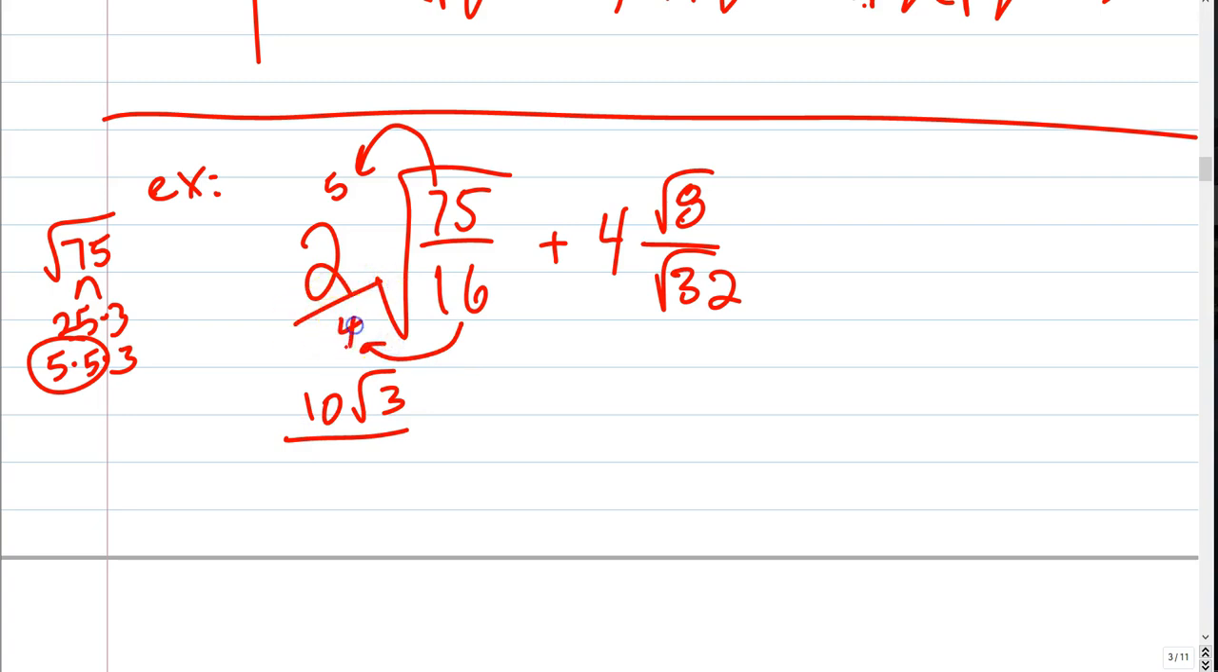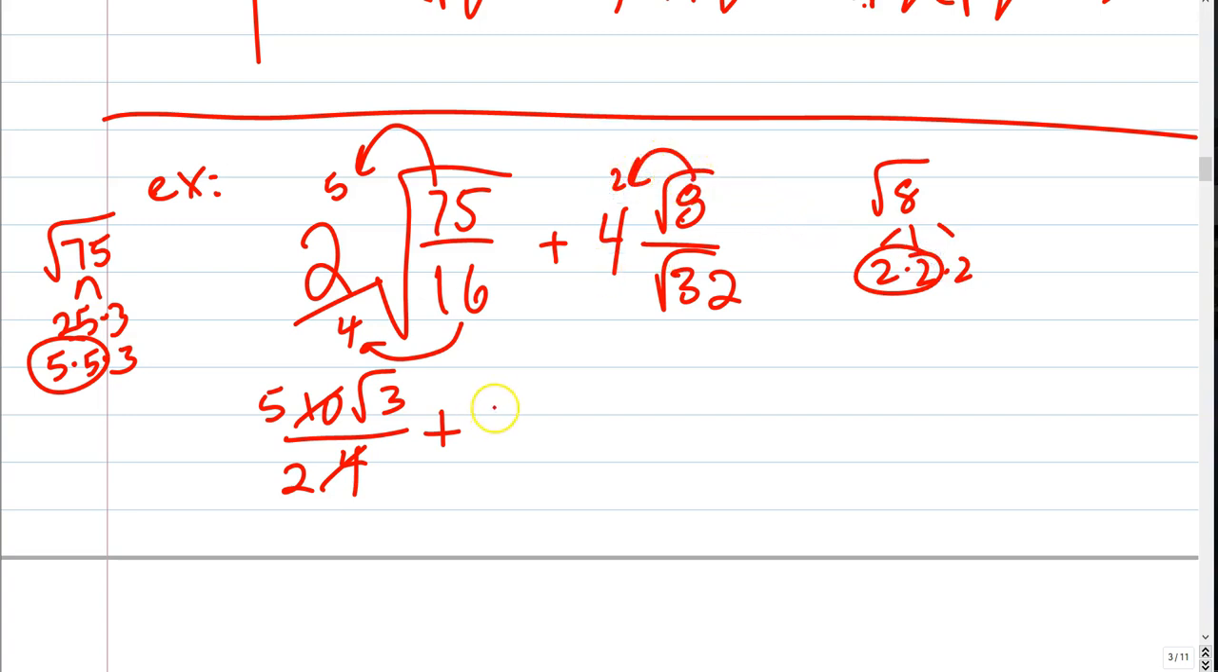On the denominator, out comes a 4. We should probably simplify that. 10 over 4, about 5 over 2. Plus, square root of 8. Well, 8 is 2 times 2 times 2. Out comes a 2. 4 times 2, 8. Square root of 2 over square root of 32.